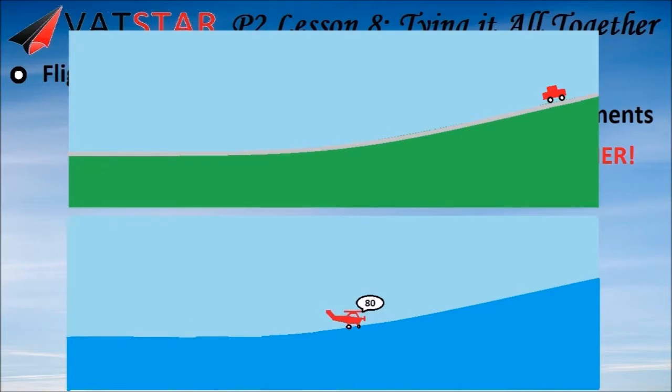Now here's where the result starts to differ, because in your car you might have started to lose speed, but you are still going to climb at the angle of the hill. You don't have a choice. Your car's not going to sink into the pavement. But in the plane, well, that's a different story.